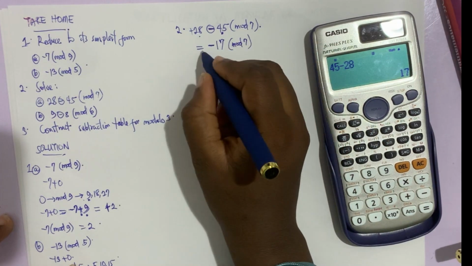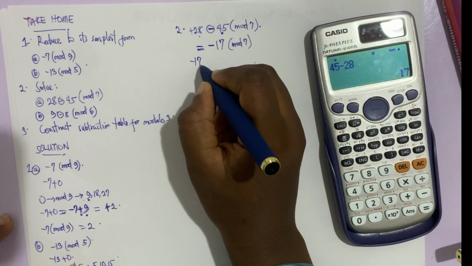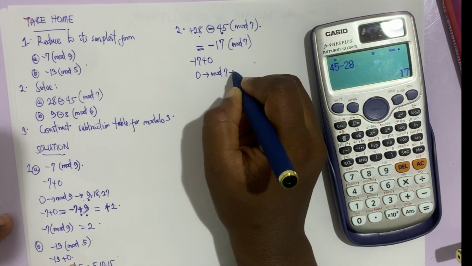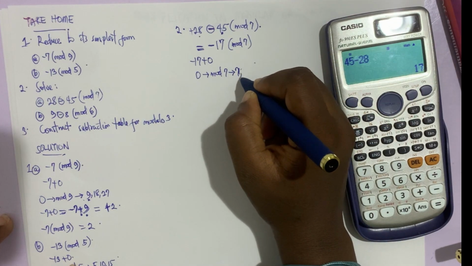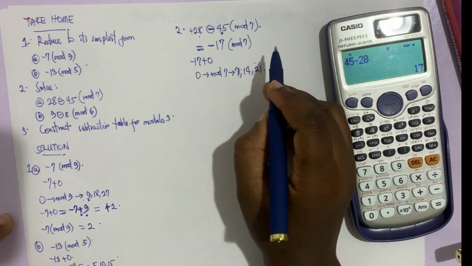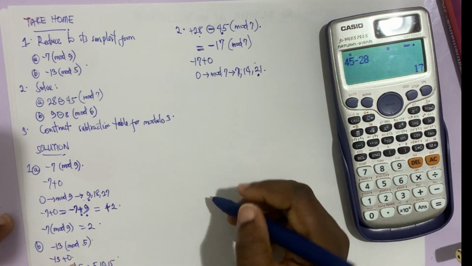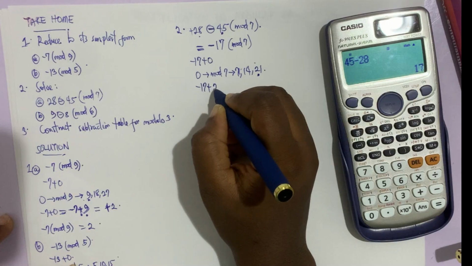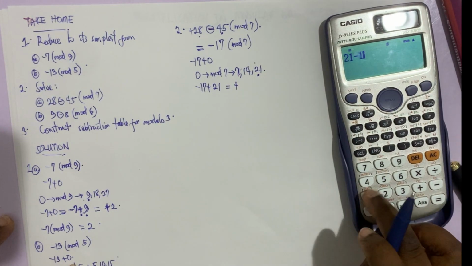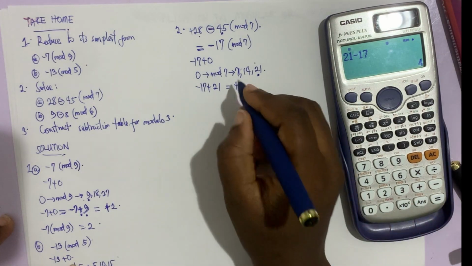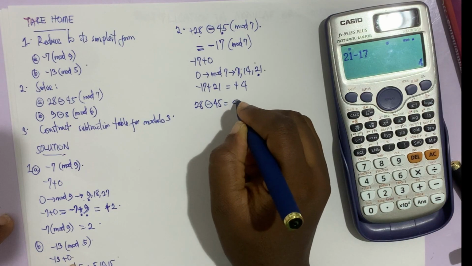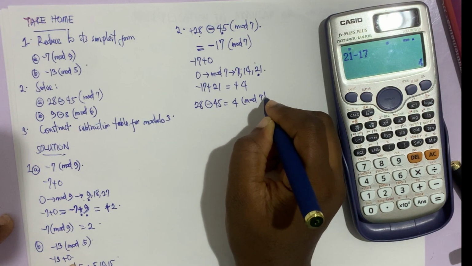To convert this to a positive number, this becomes minus 17 plus 0. Note that 0 in modulus 7 will be multiples of 7, so we have 7, 14, 21. So we pick the smallest number that makes this solvable. In this case it is 21. So minus 17 plus 21 will be plus 21 minus 17, that's 4, plus 4. So 28 minus 45 is actually 4 in modulus 7.